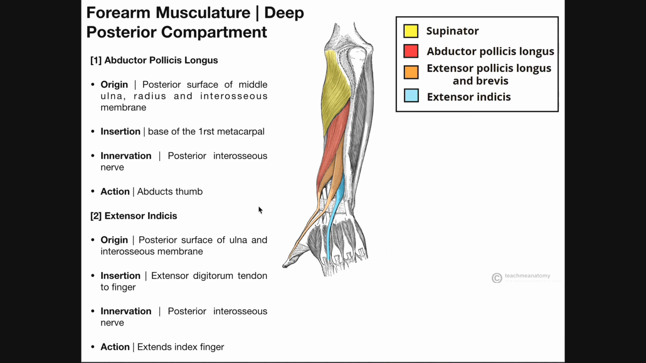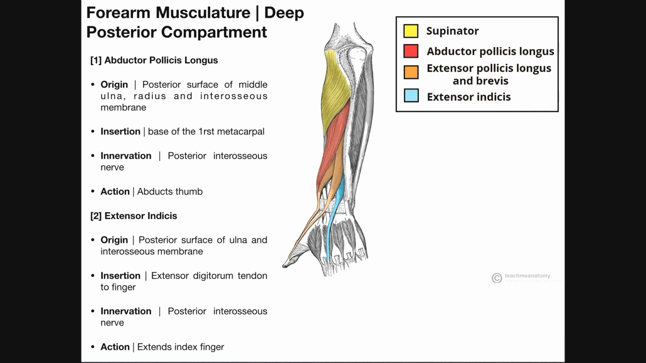Second muscle we're going to look at is this one here in blue. Most of it we can't actually see, but this is extensor indicus. Now indicus refers to index finger. Index finger, that's your second digit. So that tells us this muscle, based on its name, should extend the second digit, or index finger. That's exactly what it does. This muscle is going to originate on the posterior surface of the ulna and the interosseous membrane. Again, most of the origin we can't see because the proximal part of this muscle is pretty deep. But the fibers come down here, and we can see that they insert on the extensor digitorum tendon to the finger.